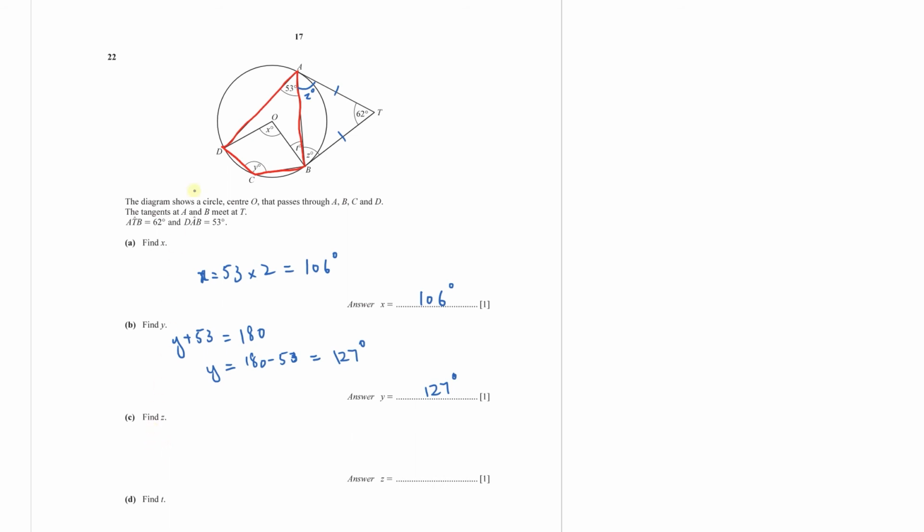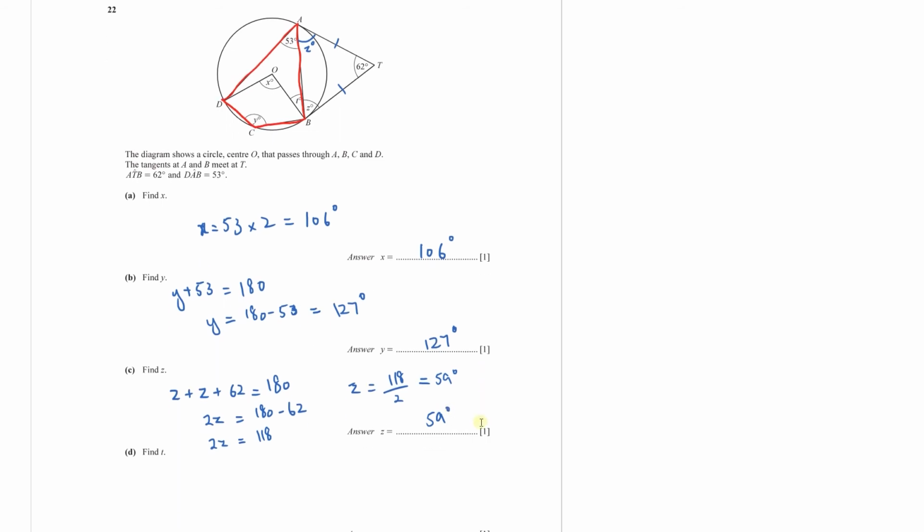Part C is find z. So z is this one angle of this isosceles triangle. This is z as well, because these two lengths are equal, and this is 62. So z plus z plus 62 will be 180 degrees, the sum of all the interior angles of the triangle. 2z will be 180 minus 62. So 2z would be equal to 118, and this will give z equals 118 divided by 2, which is 59 degrees. So z is 59 degrees.